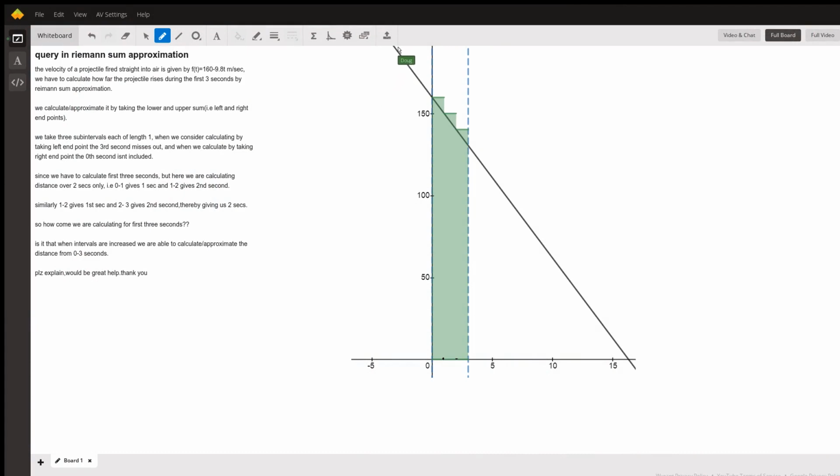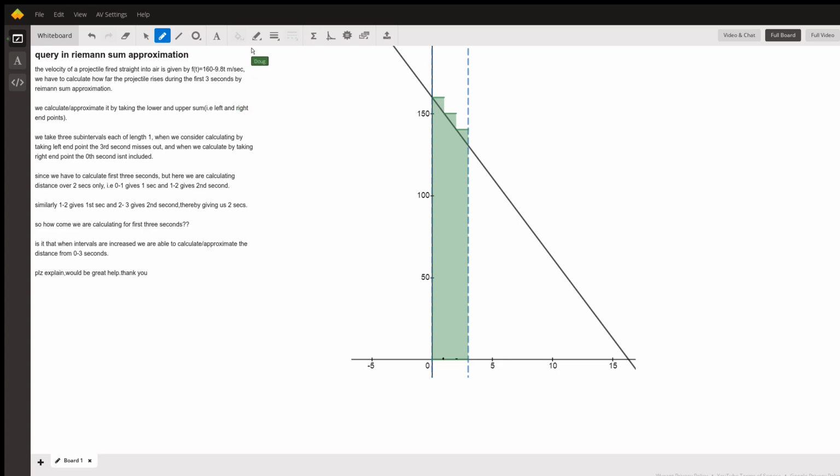So here's a graph of the velocity function, f(t) = 160 - 9.8t. But we'd like to estimate the area under the curve on the interval from 0 to 3, so that we can estimate the distance that the projectile travels.